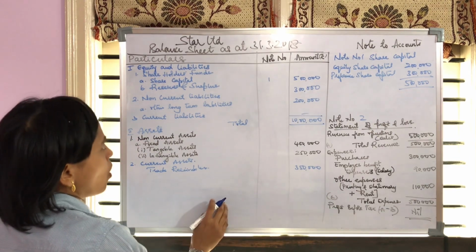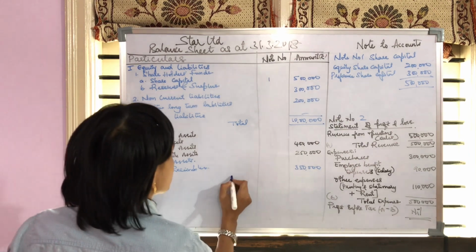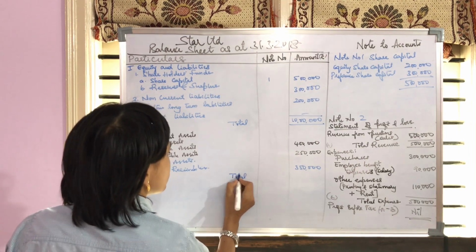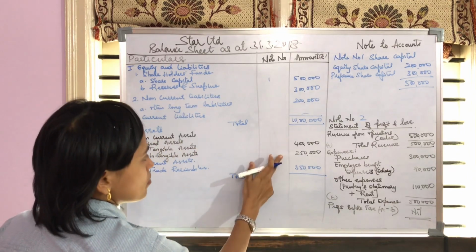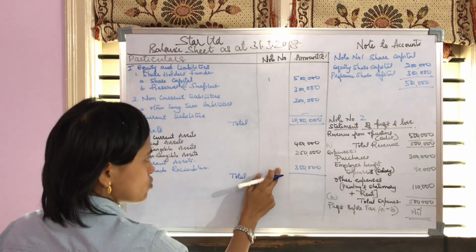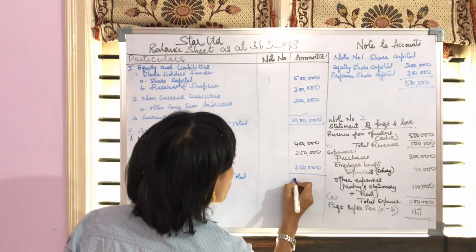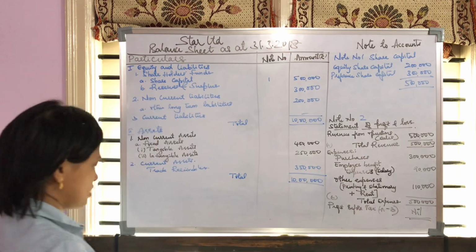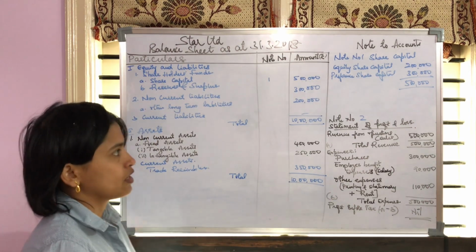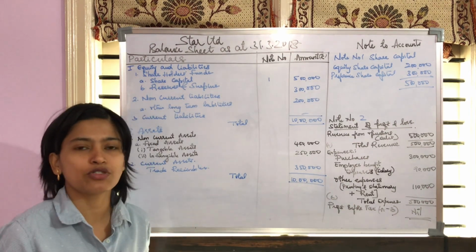Back to the total of assets. Over here, 4 lakh plus 2,50,000 plus 3,50,000. The total is equal to equity and liabilities. So that's it with the solution, students.